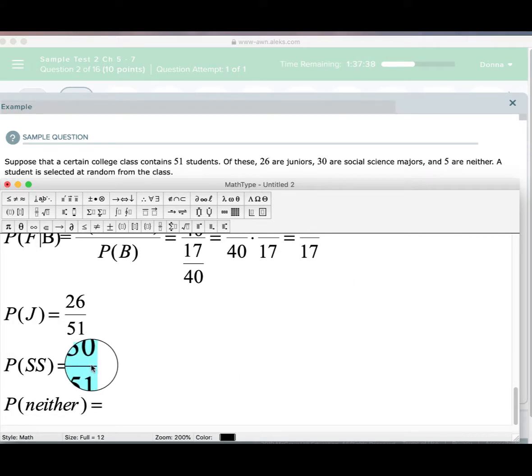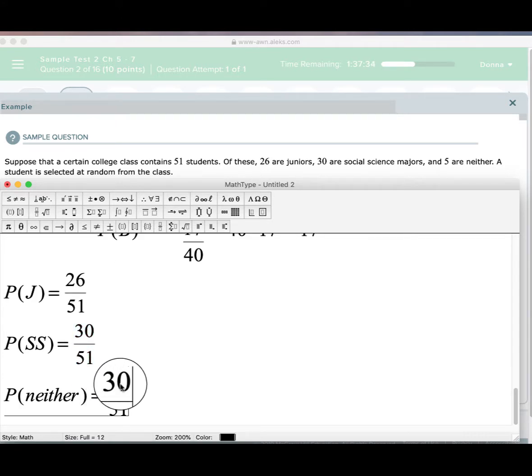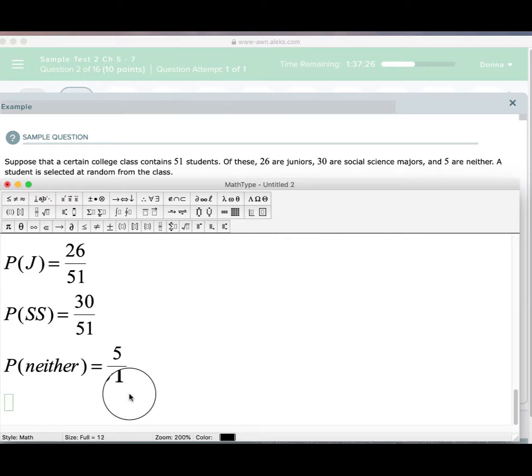And therefore we can compute the probability of or. If we take 51, which is the denominator, minus 5, we'll get 46. So the probability of or is 46 out of 51.